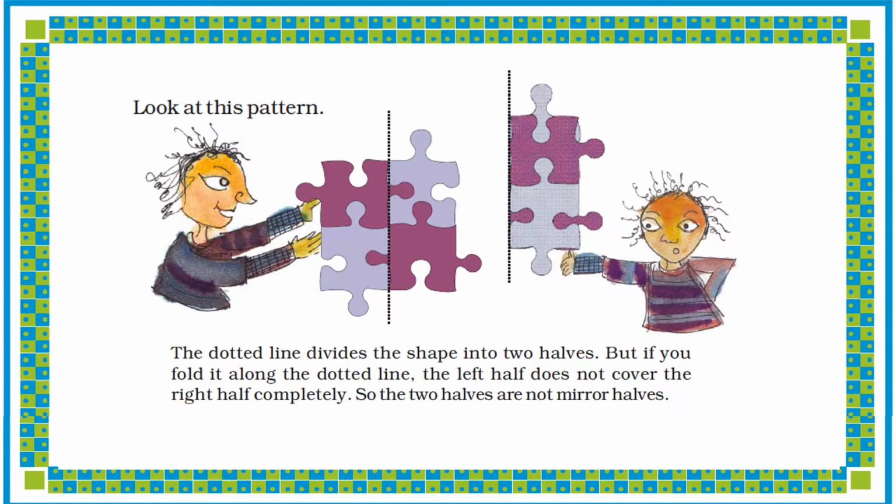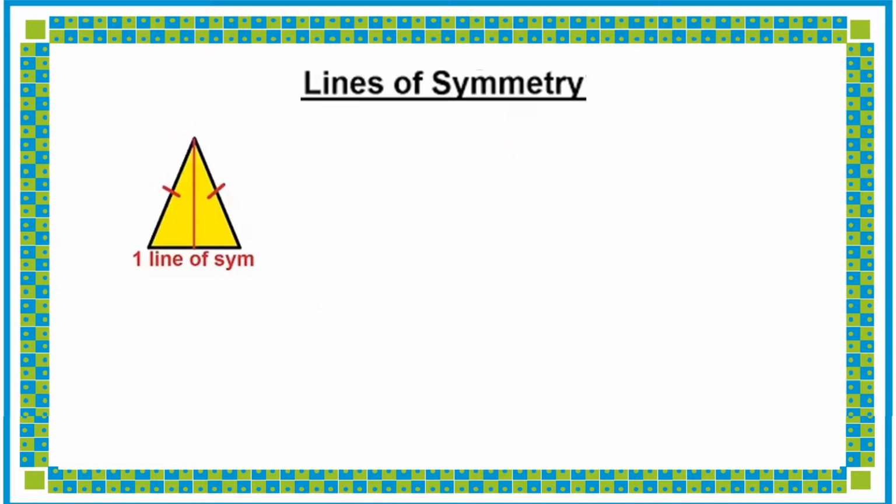Look at these patterns. The dotted lines divide the shape into two halves, but if you fold it along the dotted line, the left half does not cover the right half completely. So the two halves are not mirror halves.